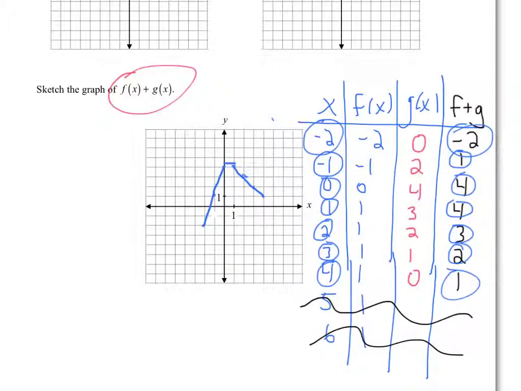Just to be safe, let's write in the coordinates here. -2, -2. Up here is 0, 4. This other important point is 1, 4. And we're just getting these points from our table of values down below. And this ending point is 4, 1, just to make sure they know we're doing it right.